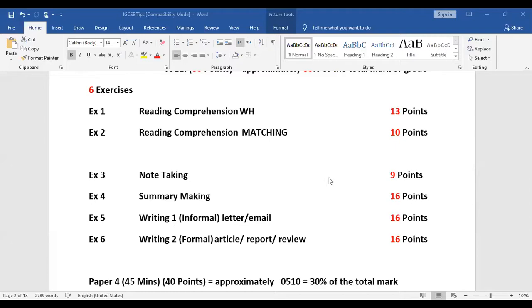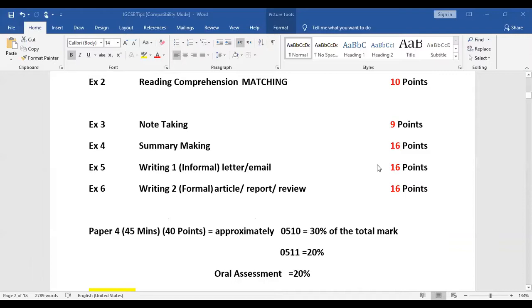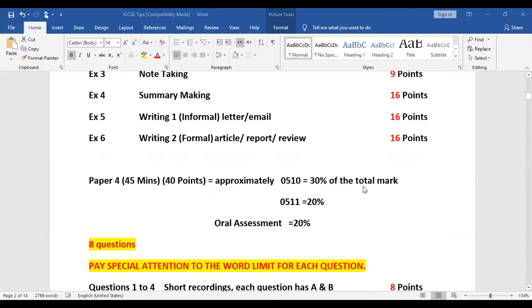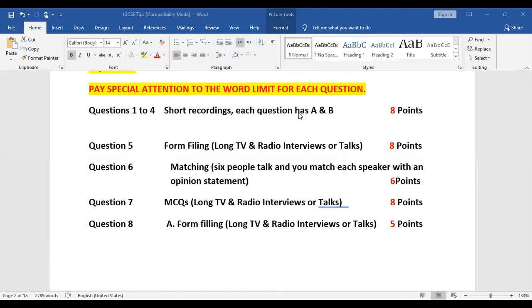If we move on to paper four here, you have short recordings where you have to answer A and B based on the short recordings. And in listening, you have a very good chance to listen to each text twice. So if you can get the answer from the first recording, that's fine. If not, don't panic. Just relax and listen for the second time.